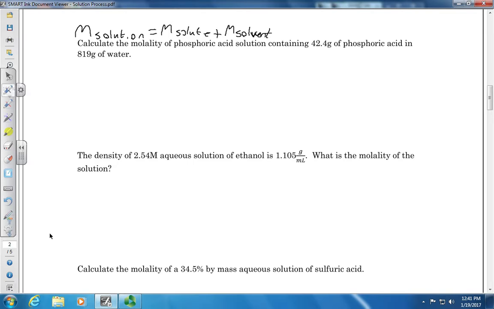So, next we're asked to calculate the molality of a phosphoric acid solution containing 42.4 grams of phosphoric acid in 819 grams of water. Now, molality, which is little m, is equal to the moles of the solute divided by the mass of the solvent, and that has to be in kilograms. It's very important that you recognize that that has to be in kilograms and that it's the mass of the solvent and not the solute.